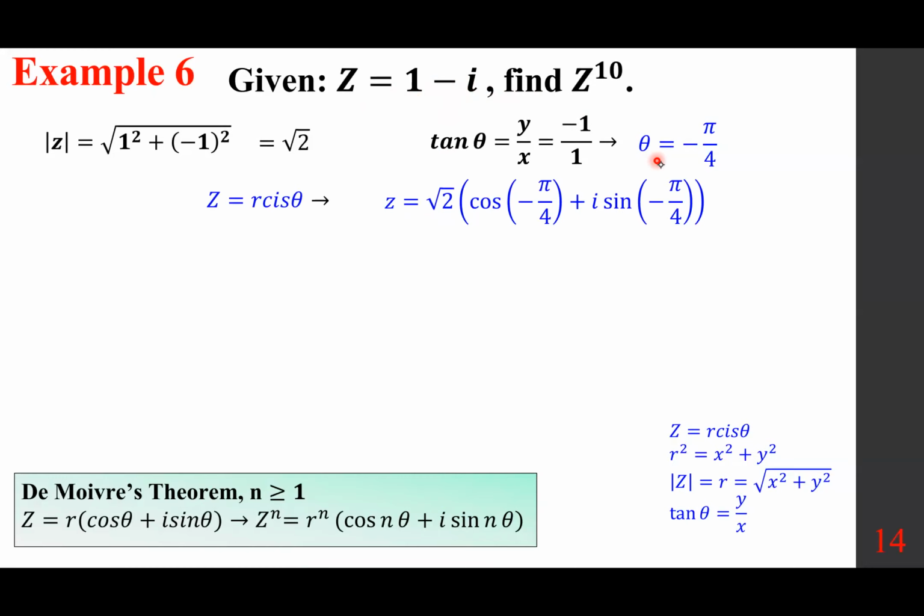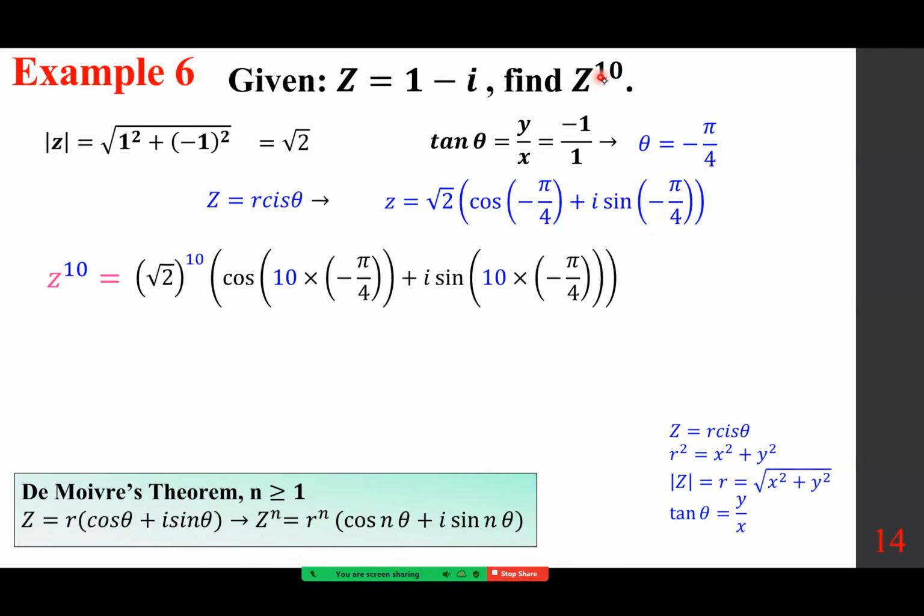That makes it r, which is square root of 2, cosine of minus pi over 4 plus i sine of minus pi over 4. It doesn't matter if you keep it negative or positive, because we are going to evaluate this. To do so, we're going to raise this to the power of 10, and we're going to multiply negative pi over 4 by 10. So z to the power of 10 is square root of 2 to the power of 10 cosine. We're going to multiply the angle, the argument of cosine, by 10. The same thing for the argument of sine.